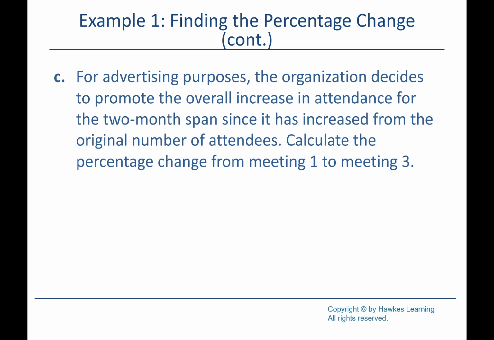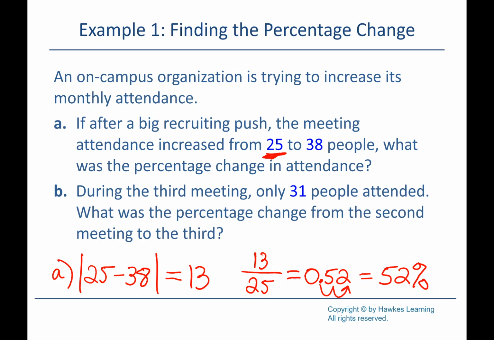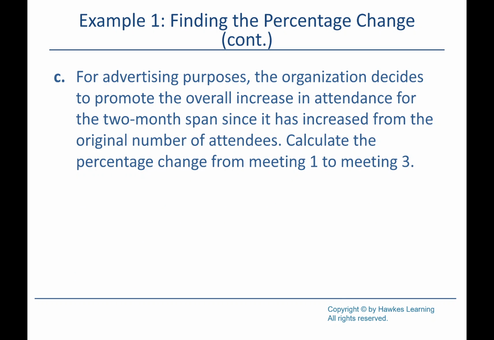C says for advertising purposes, the organization decides to promote the overall increase in attendance for the 2-month span since it has increased from the original number of attendees. So here we want to do the percentage change from meeting 1 to meeting 3. So let's go back and look at our numbers. Meeting 1, we started out with 25 people. Meeting 3, we had 31. So we're going from 25 to 31. That's an absolute change of 6.